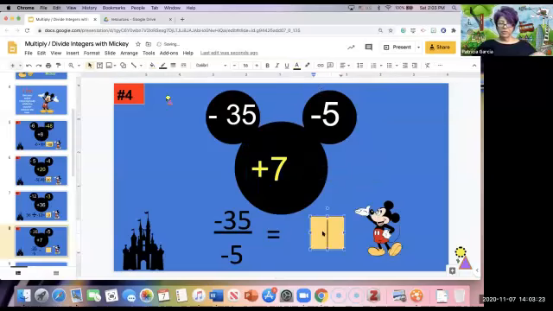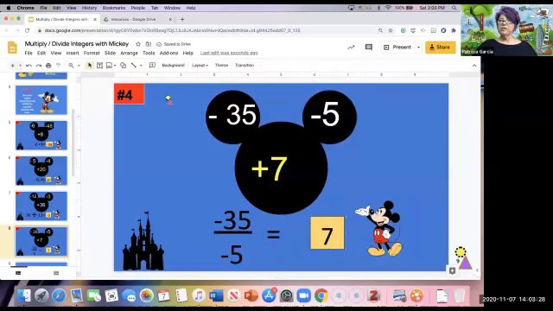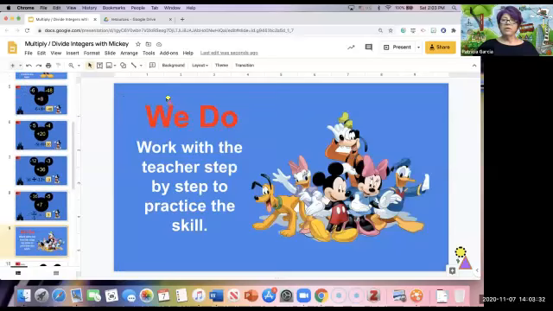And then now you're going to put your answer in the box. Okay. So this is how you use the Mickey Mouse ears to multiply and divide integers. And now we're going to do this together. Okay, you're going to help me out.